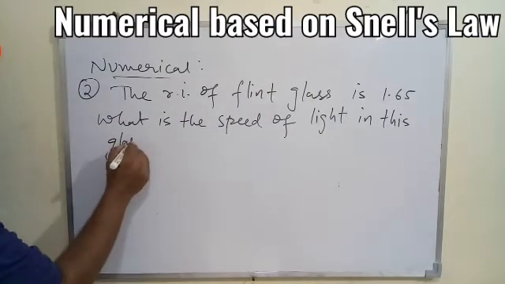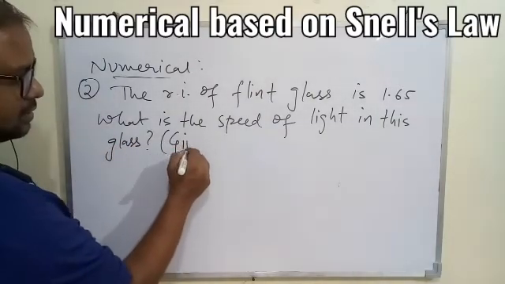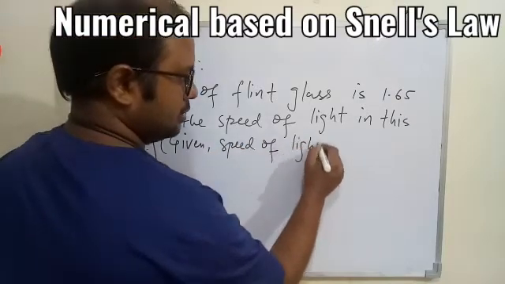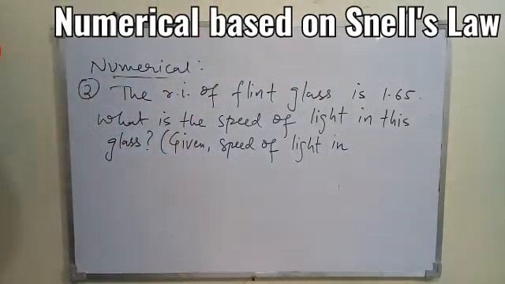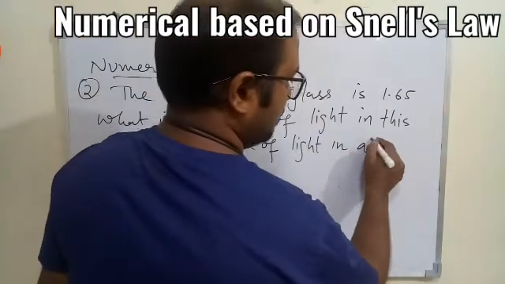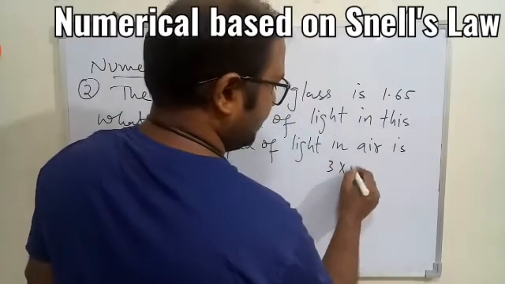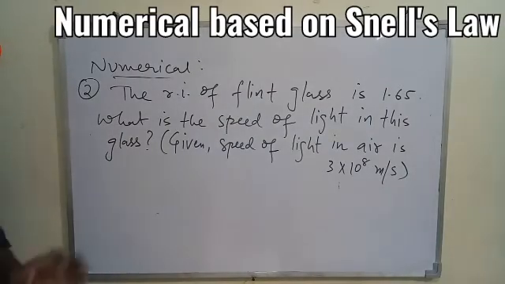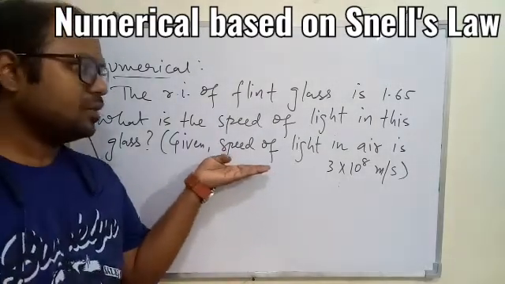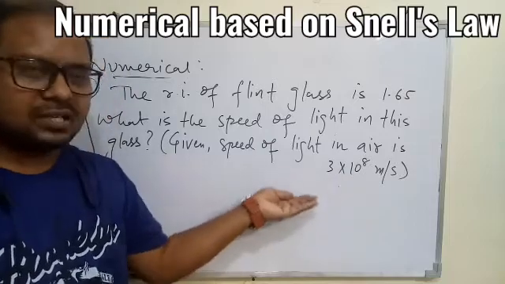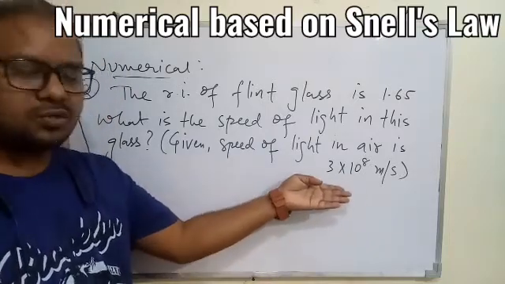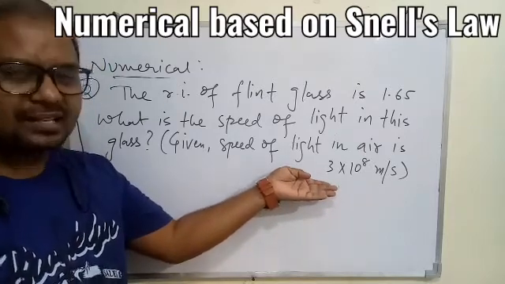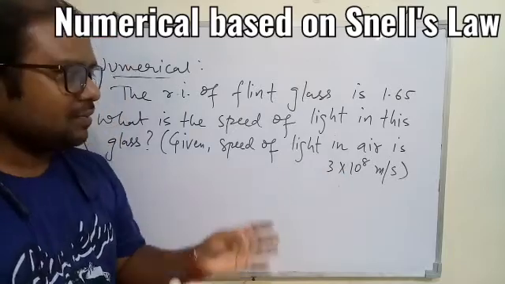And the given thing is the speed of light in air, which is 3 into 10 to the power 8 meter per second. One thing you should remember is that sometimes it is also given that the speed of light in air is 3 into 10 to the power 8 meter per second. This is an approximation. Otherwise this value is only in the vacuum. Even in the vacuum this is not the exact value, it is 2.98, but just for simplicity we are taking this value.